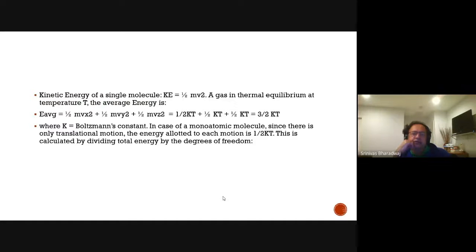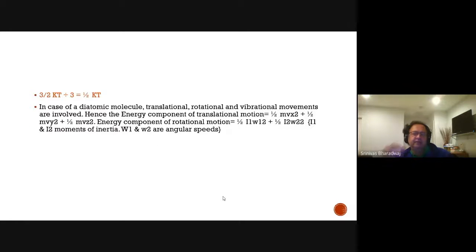Therefore, since there is only translational motion in the monoatomic molecule, the energy allotted to each mode is half kT, and there are 3 types. Now, in the case of a diatomic molecule, the translational, rotational, and vibrational movements are all involved. Hence, half mv square for translation, plus half I omega square plus half I omega square for the 2 rotational motions. So you have 5 degrees of freedom.